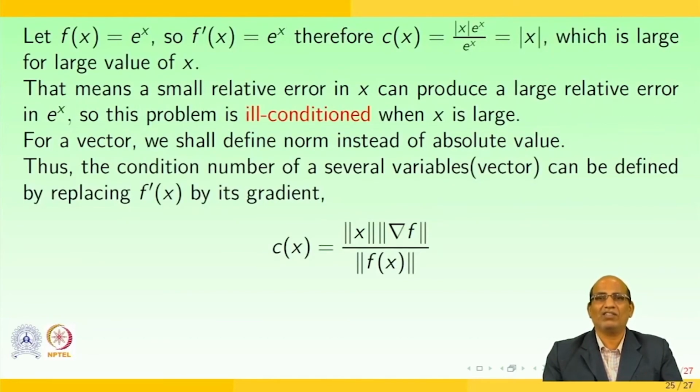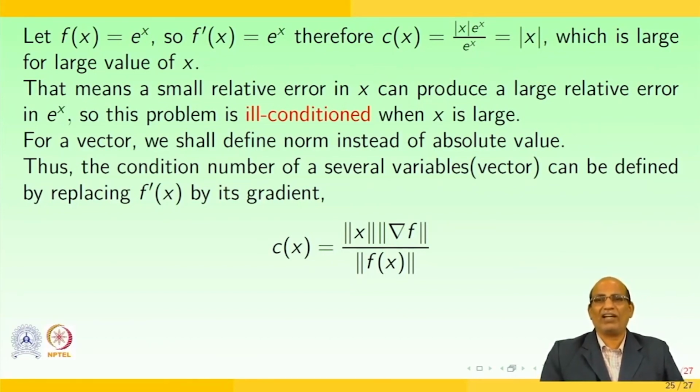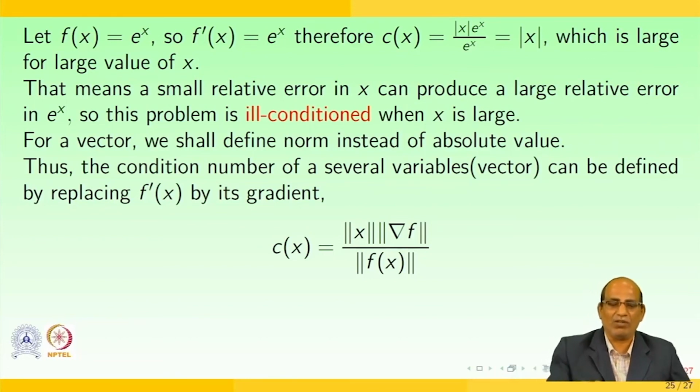So for functions, let f(x) be equal to e power x. So f prime of x is e power x. Therefore, I can write c(x) equal to mod x times e power x upon e power x, which is mod x, large for large values of x. That means a small relative error in x can produce a large relative error in e power x. So this problem is an ill-conditioned problem.